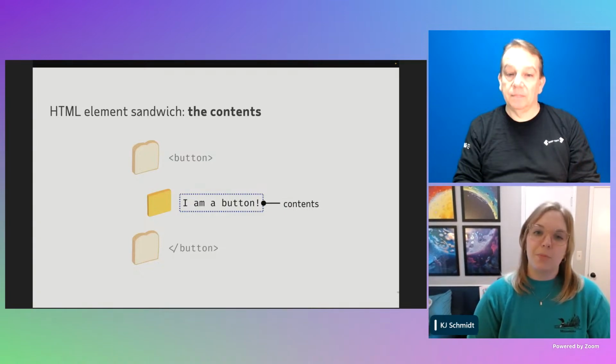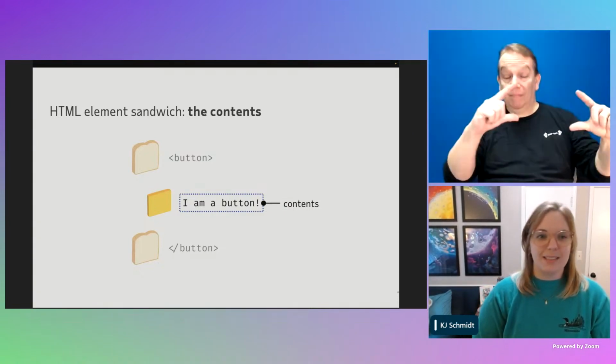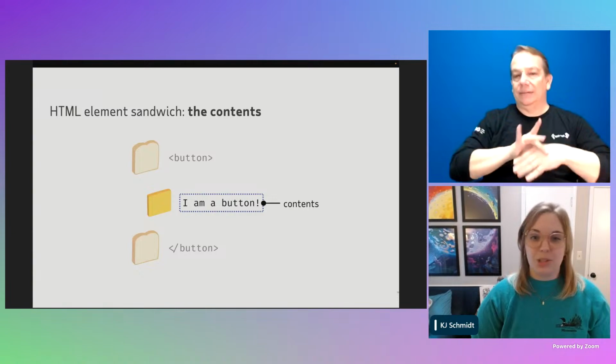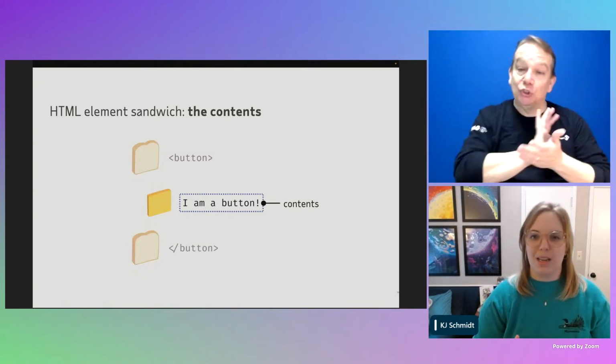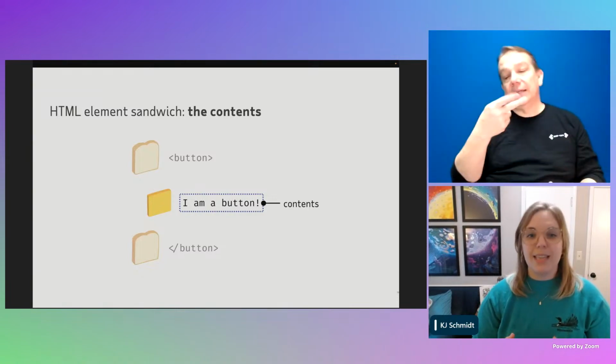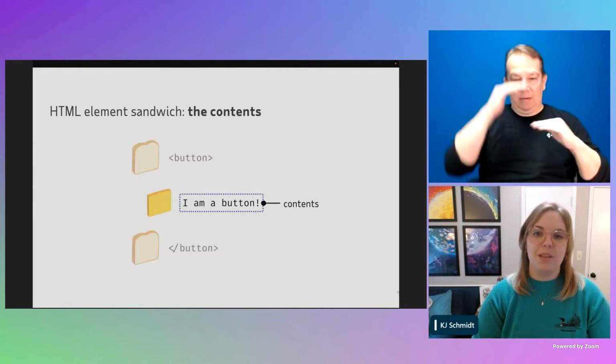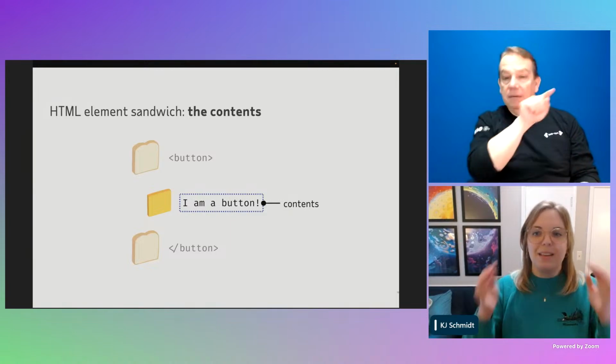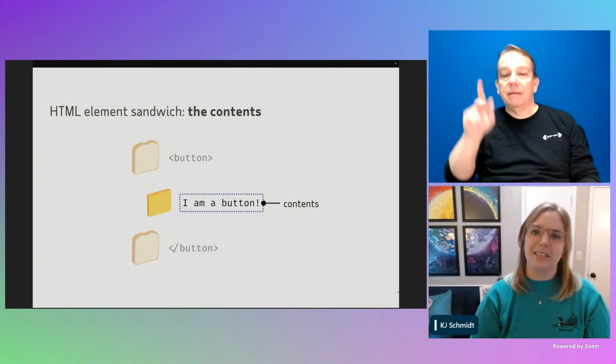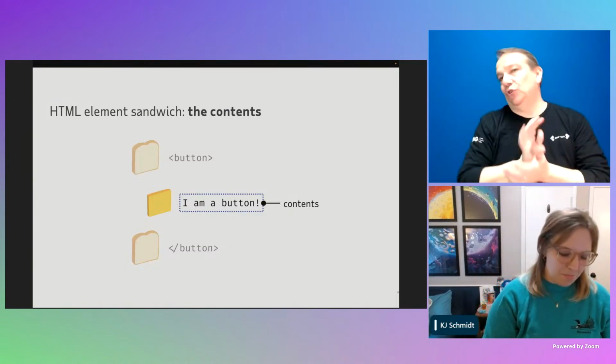In between the pieces of bread, we have the sandwich contents. And so just like this sandwich has some cheese between the pieces of bread, HTML elements contain contents between their start and end tags. In this example, the button text, "I am a button," is the cheese or the contents inside of this element sandwich.